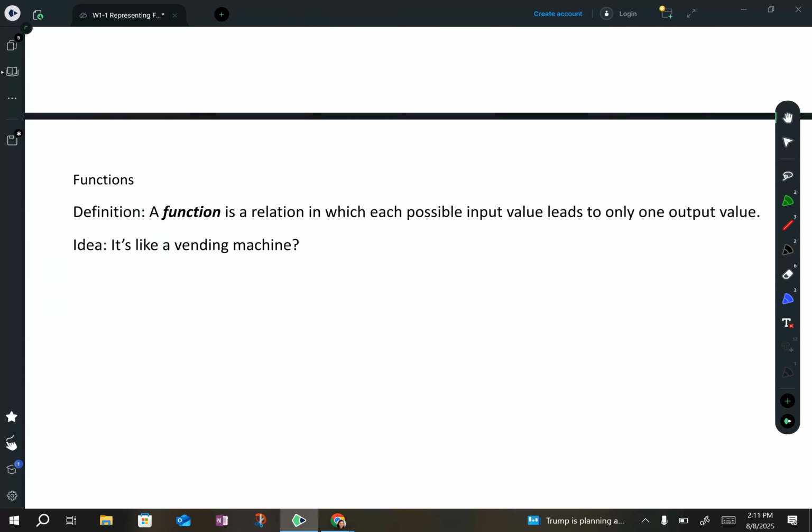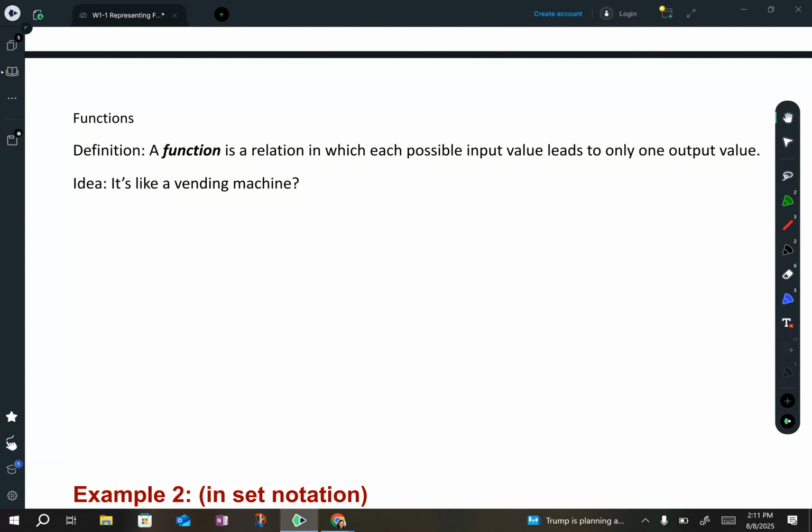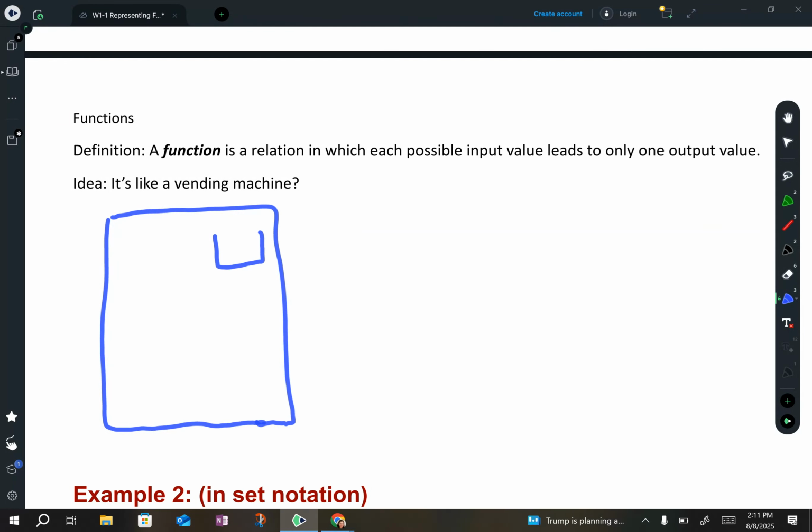Let's look at an example that is a function. So for a relation to be a function, it means that each input value leads to only one output value. A really good example that I like to use for this is a vending machine. So let's think about what a vending machine is like. So here's our vending machine, and I am not a great artist, so we're just going to hang in there. And your vending machine has buttons on it, and the buttons correspond to the different drinks.